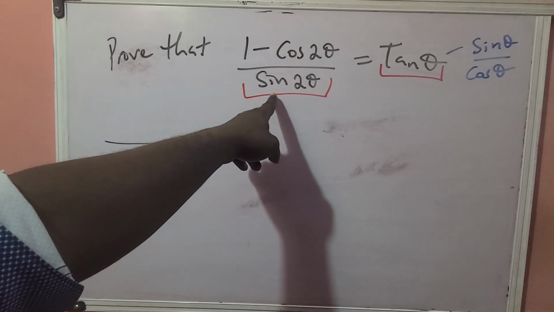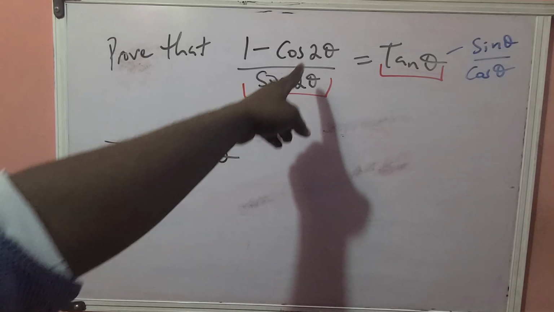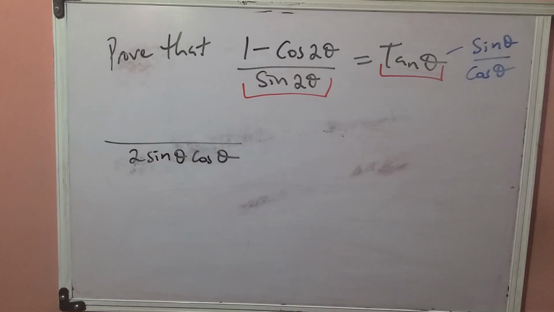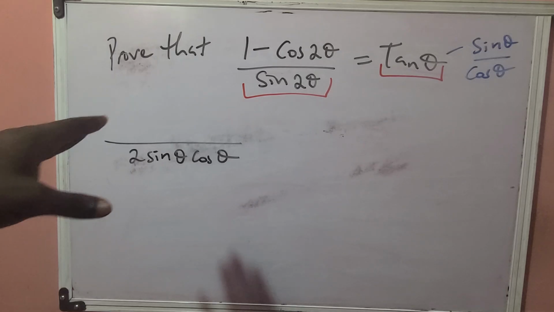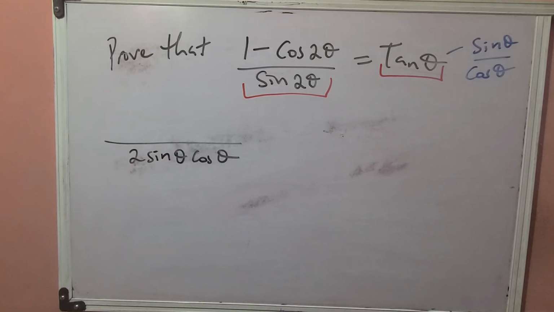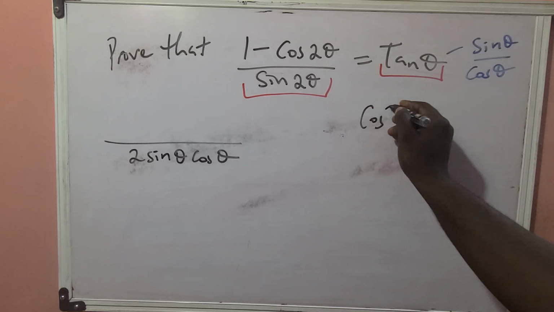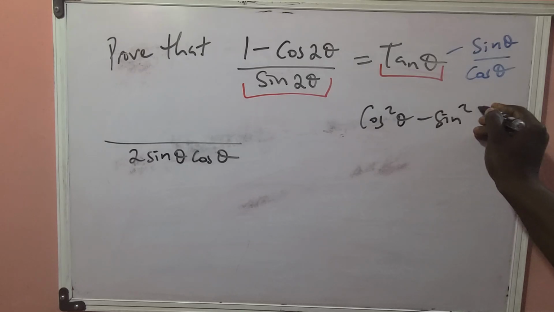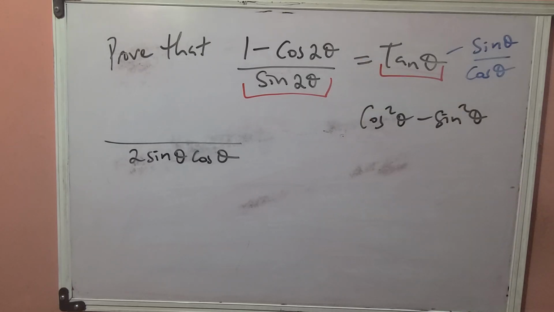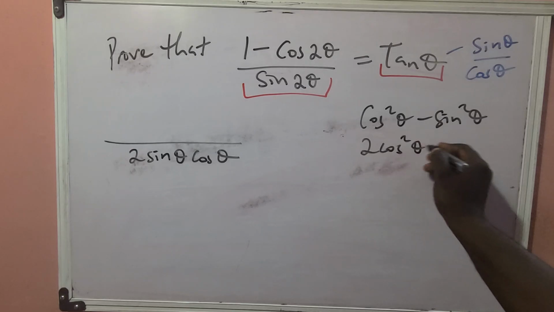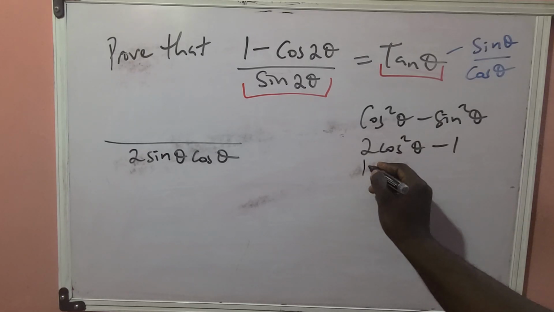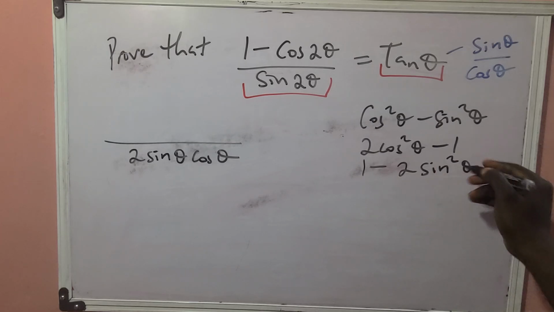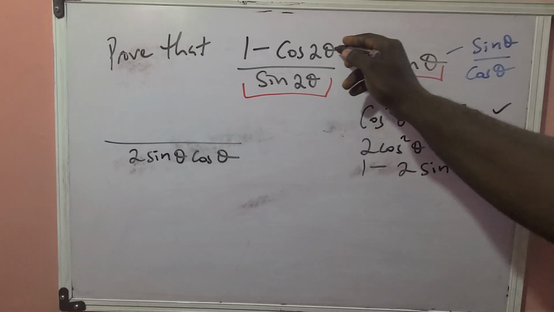So now I know my sine 2 theta, this is it. But for my cos 2 theta, I have three different formats. One of them has both cos and sine. That's the one where we have cos square theta minus sine square theta. This is one of the formats of cos 2 theta. And we could also write it as 2 cos square theta minus 1. And then we can have 1 minus 2 sine square theta. So all these are valid ways of writing cos 2 theta.